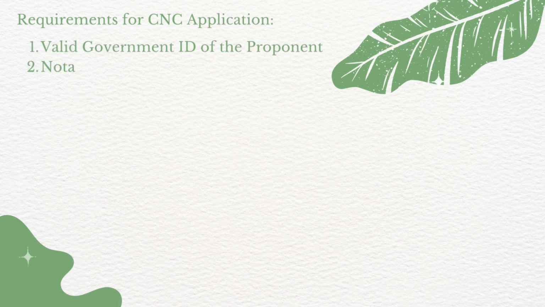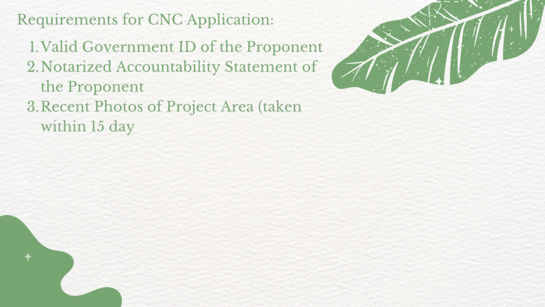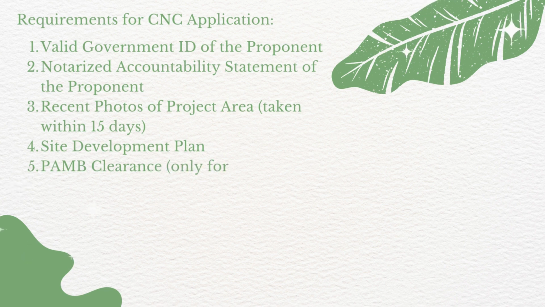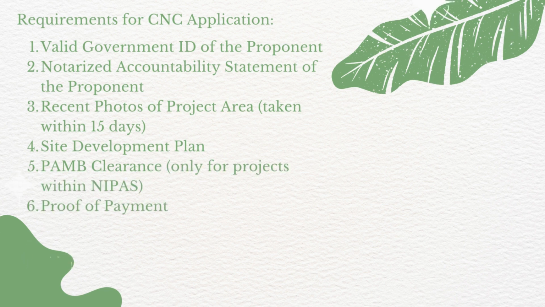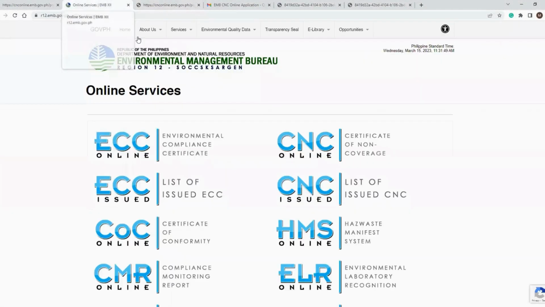Then, prepare all the requirements for CNC application. Make sure that all these requirements are in PDF format. If you need assistance in converting files into PDF, I made a separate video tutorial for that. Just go to my channel and search for the video. Once everything is ready, go back to CNC Online.